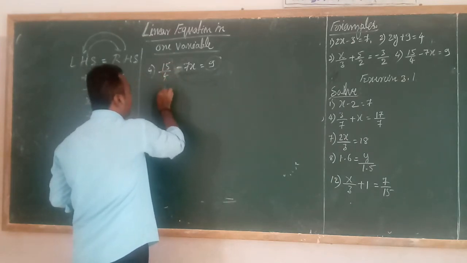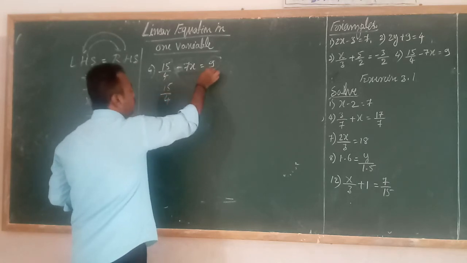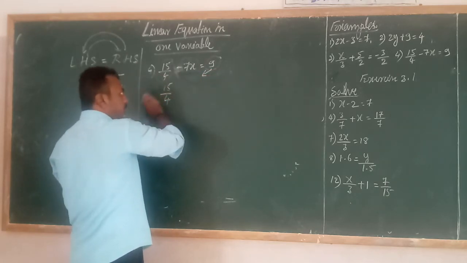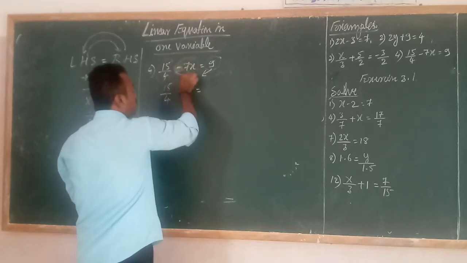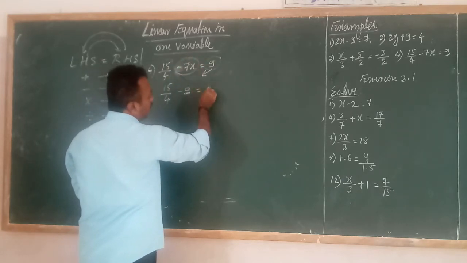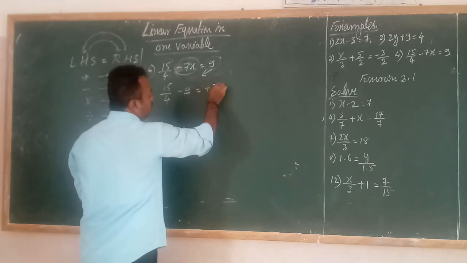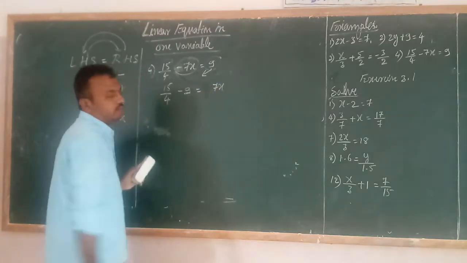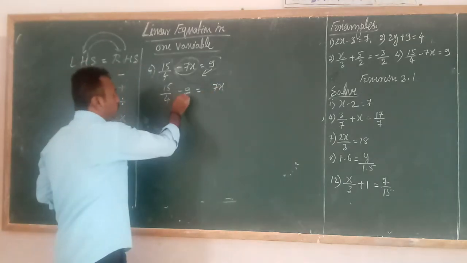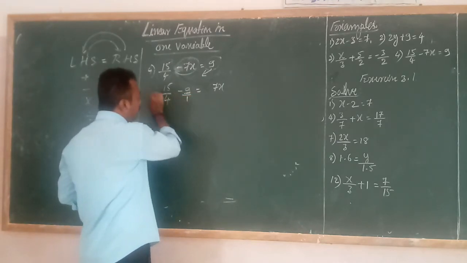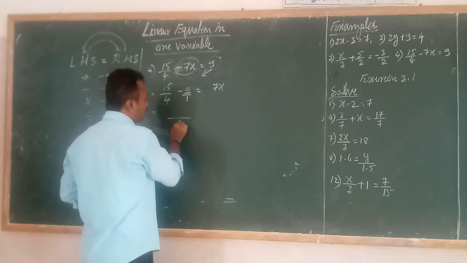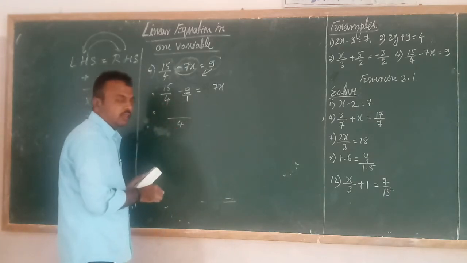Okay. So 15 by 4 I will write as it is. This plus 9 we have to send to the LHS, so it becomes minus 9. It is equal to minus 7x, which when it comes to the RHS becomes plus 7x, otherwise only 7x. Now nothing is there, which means 1 in the denominator. Now we have to simplify, take out the LCM, 4 and 1, the LCM is 4.